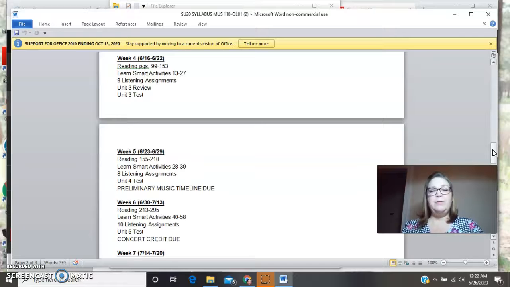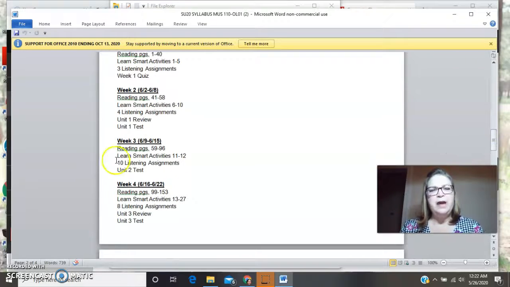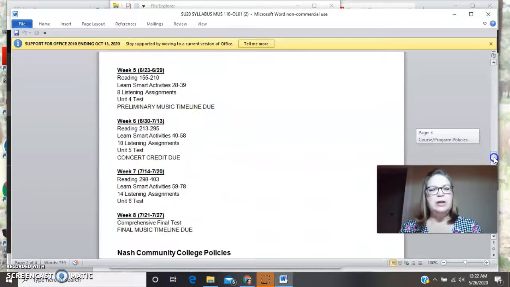Week 5, you have a preliminary music timeline due. In my normal classes, I have 3 submissions of the timeline, but for summer school, I'm only going to have 2. The first preliminary timeline, I'll give you more information about that by week 3, and we will start information for that starting week 3. You also have a concert credit, which will be due in week 6. I'll talk more about that in week 3 as well.